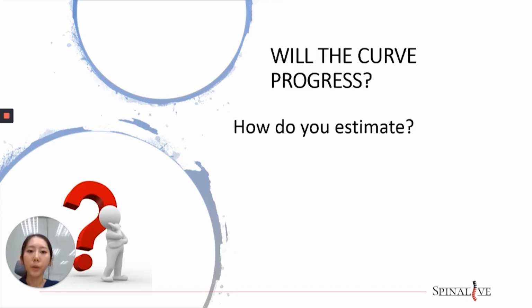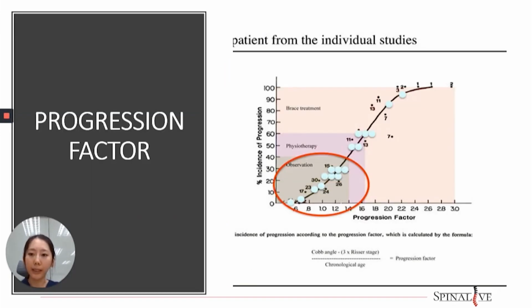Okay, so will the curve progress, and how do you estimate? There are a few ways that you can estimate what would be the treatment plan. One of it would be the progression factor. So progression factor over here would be incidence of progression according to the progression factor, which is calculated by this formula over here on the bottom right. So we would often take Cobb angle minus 3 times Risser sign, whether it is 0 to 5, divided by the age.